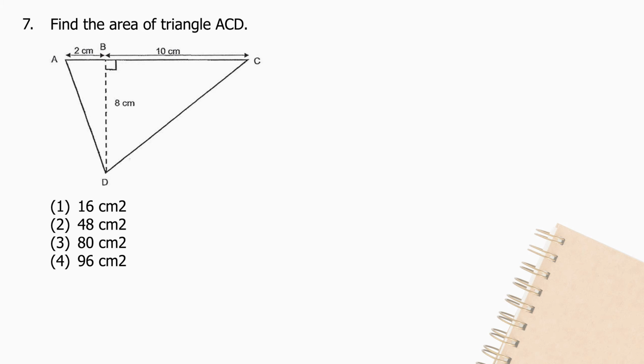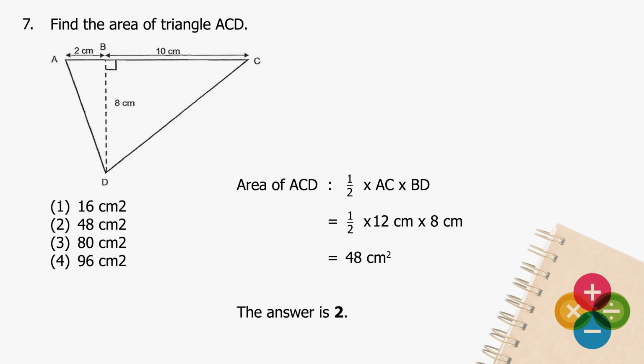Question 7. Find the area of triangle ACD. The area of ACD will be: multiply 1/2 by AC and by BD, and it is equal to multiply 1/2 by 12 cm and by 8 cm, and the product is 48 square centimeters. The answer is 2.